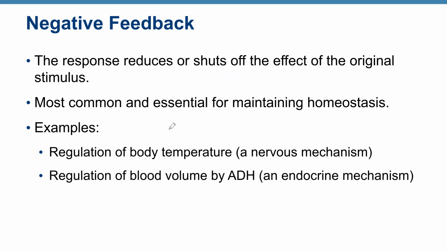That means if your temperature goes up, you want to put it down. That's negative feedback. If your blood volume goes up, for example, you want to decrease it. That's also negative feedback, and vice versa. If blood volume goes down, you want to increase it. If temperature goes down, you want to increase it, right? So you work in opposition to what the stimulus produces.